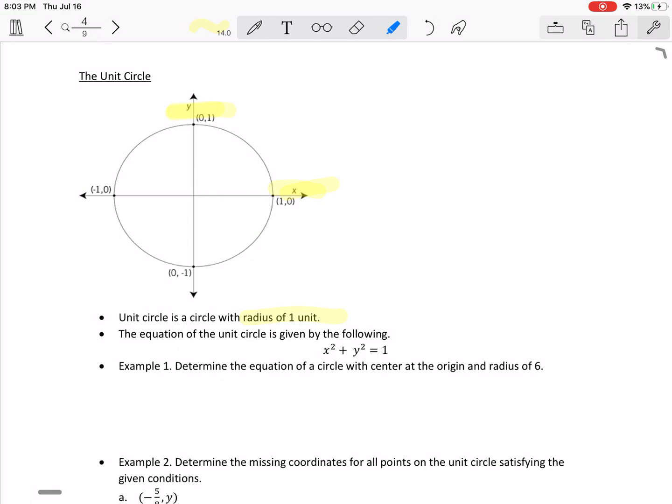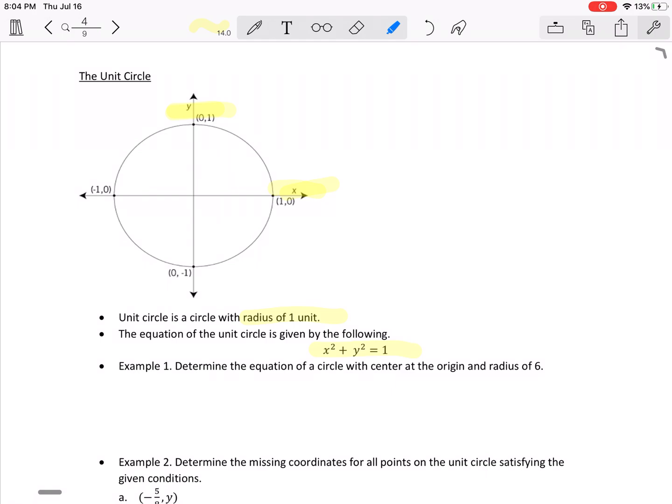So the equation of the unit circle is given by x squared plus y squared equals 1. Which is basically Pythagoras, right? Because 1 squared is going to be equal to 1. So let's look at example 1.